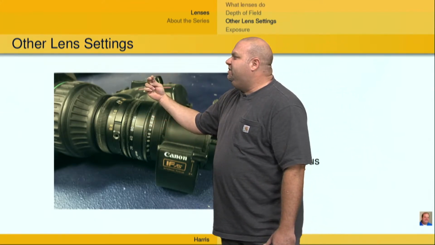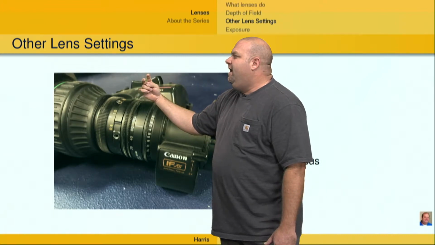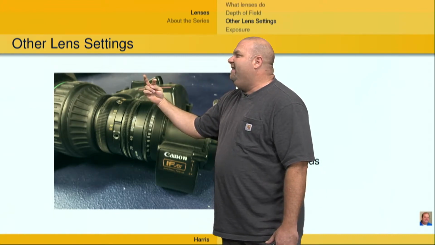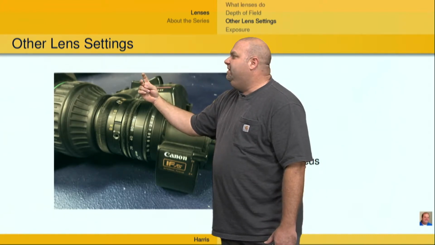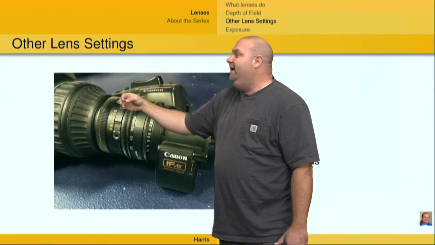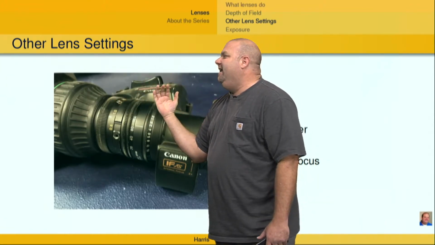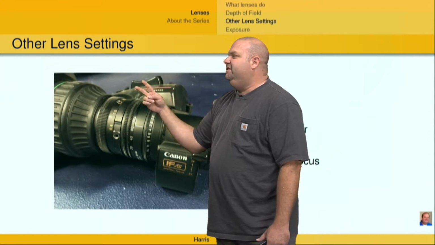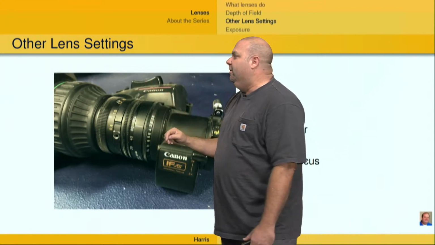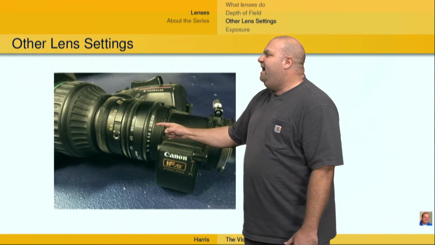I also have a lens servo, or a zoom servo. I can push this button back, that's going to go more wide. I can push this switch more forward, and that's going to zoom in. And that's especially useful when I'm working handheld, I can zoom out and zoom in by just touching the buttons on this particular zoom servo.